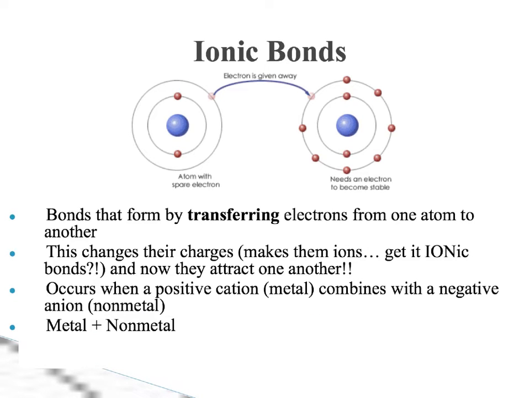So ionic bonds are bonds that form by transferring electrons from one atom to another. This changes their overall charges. That makes them ions. That's why it's ionic bonding. Positive cation, usually a metal, combines with a negative anion, which is a nonmetal. And so we're looking for, in ionic bonds, usually a metal with a nonmetal.